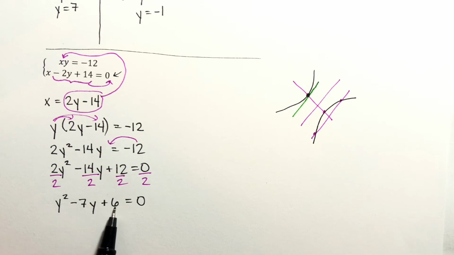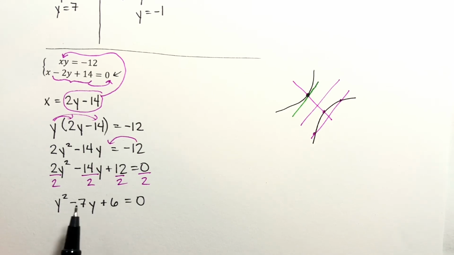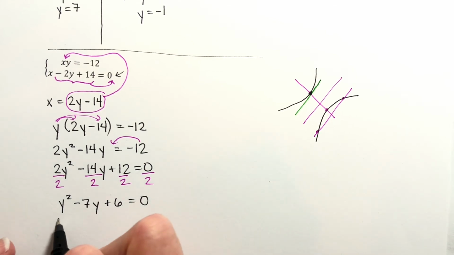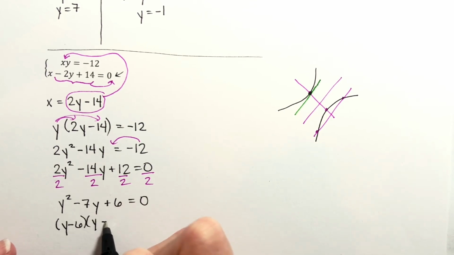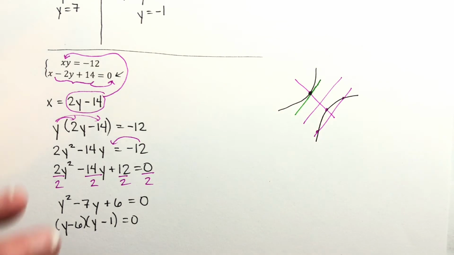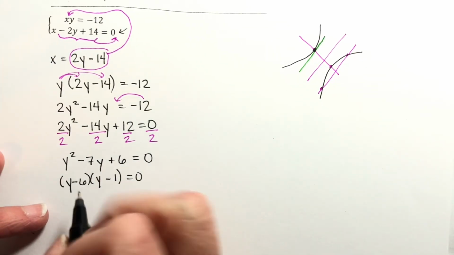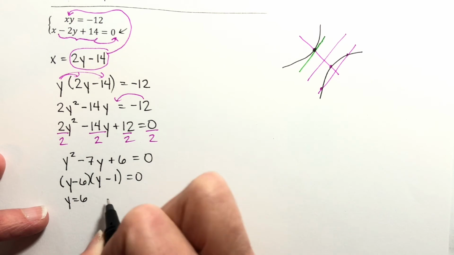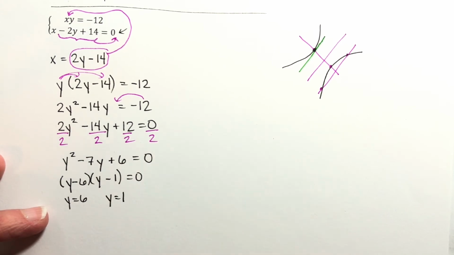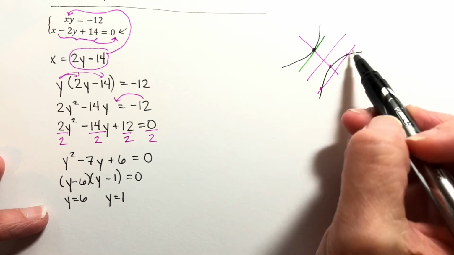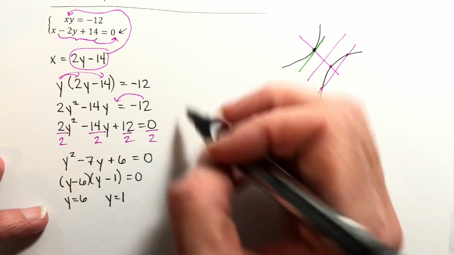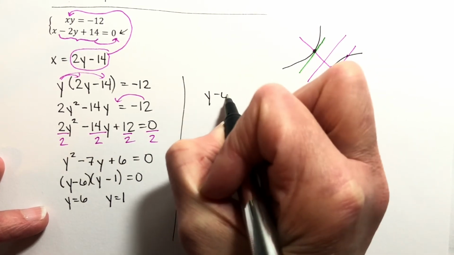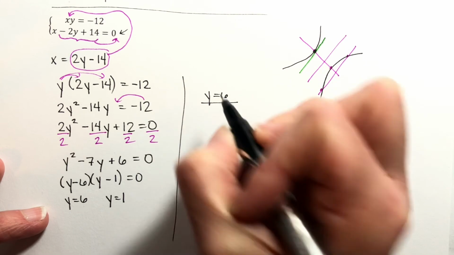So here I'm looking for 2 numbers that multiply to a 6, that add to a negative 7, and negative 6 and negative 1 will work. So this factors as y minus 6 times y minus 1 equals 0. And from this one, I get y equals 6. And this one, I get y equals 1. So again, it looks like I'm going to have 2 points, and I will have to split it up into 2 problems.